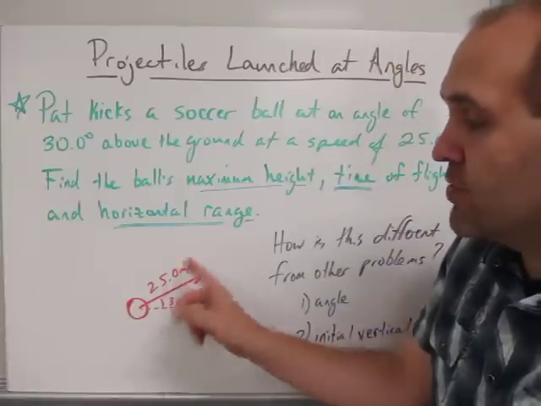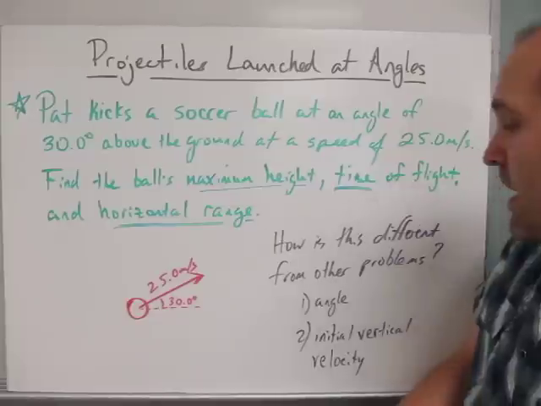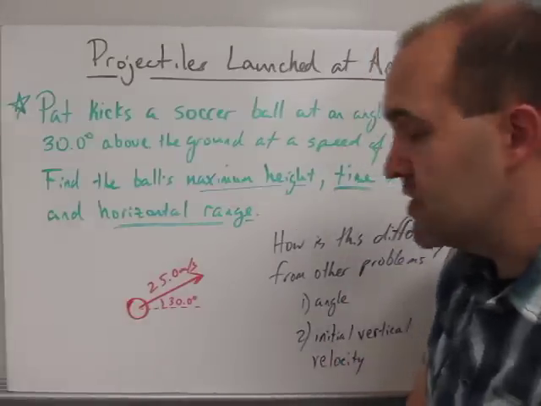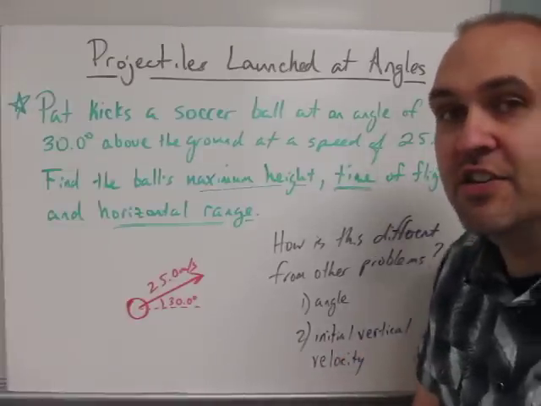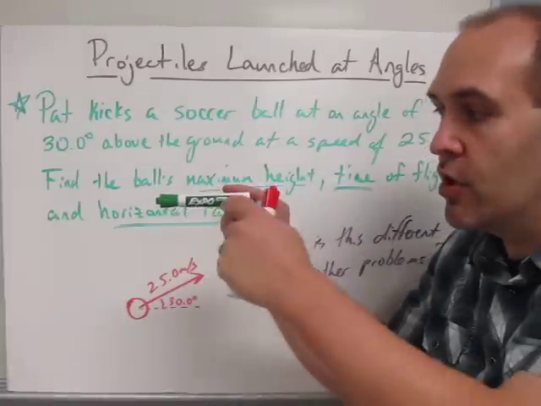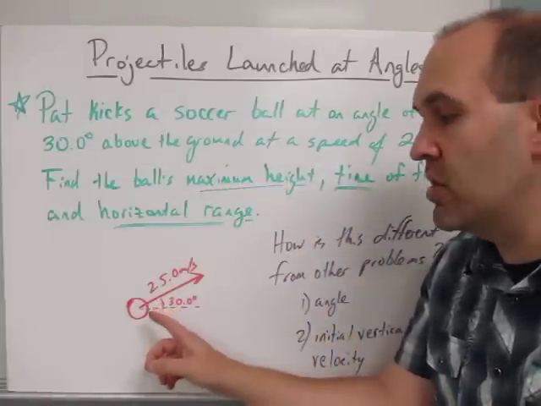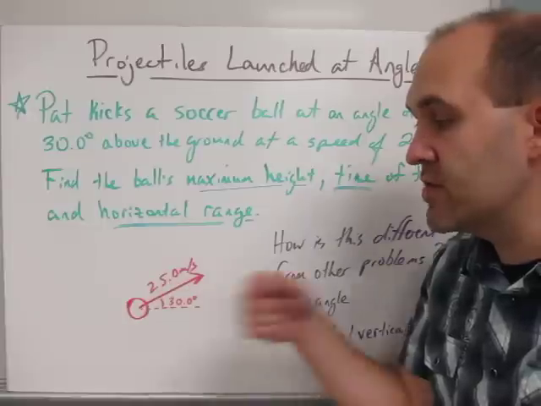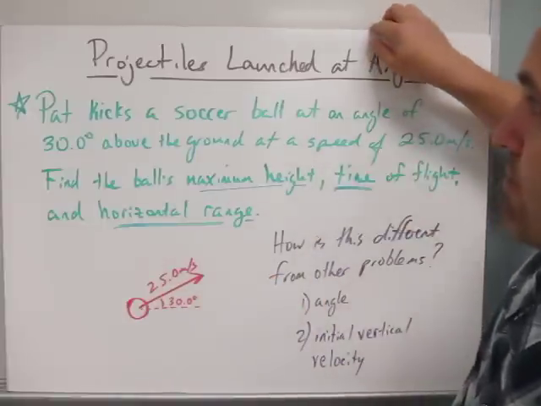So we're kicking that ball at 25 meters per second at an angle of 30 degrees with the ground. How is this different from our other problems? Well, one, there's an angle, and two, there is an initial vertical velocity. If you launch things horizontally, the initial vertical velocity is 0. But now that's not the case. This ball leaves Pat's foot with a speed of 25 meters per second. Part of that speed is vertical.